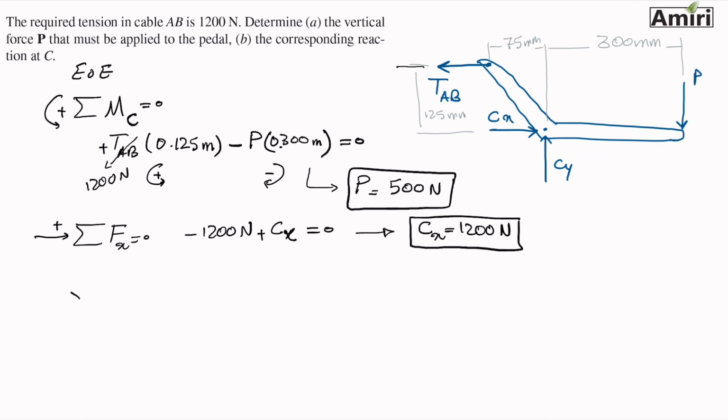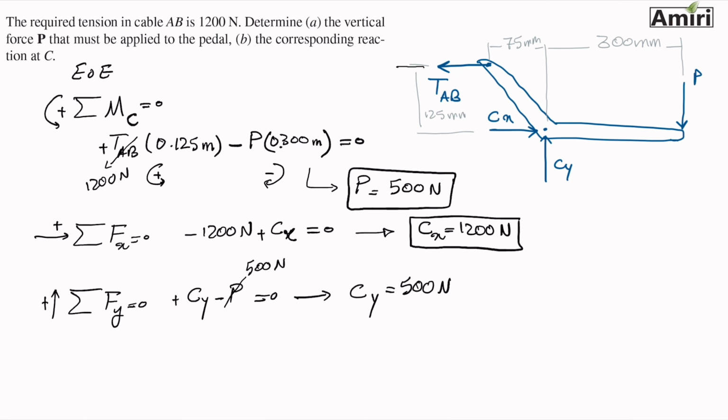Last equation I have, summation of forces in y being 0. Again, start from left or right and make your way. TAB is horizontal, I don't include it. Cx, horizontal, I don't include it. Cy is pointing up, so that's going to be plus. Keep going, then I get to force P, pointing down. It's negative. I already found P, so I can just write 500 newtons. As a result, my Cy is also going to be 500 newtons.